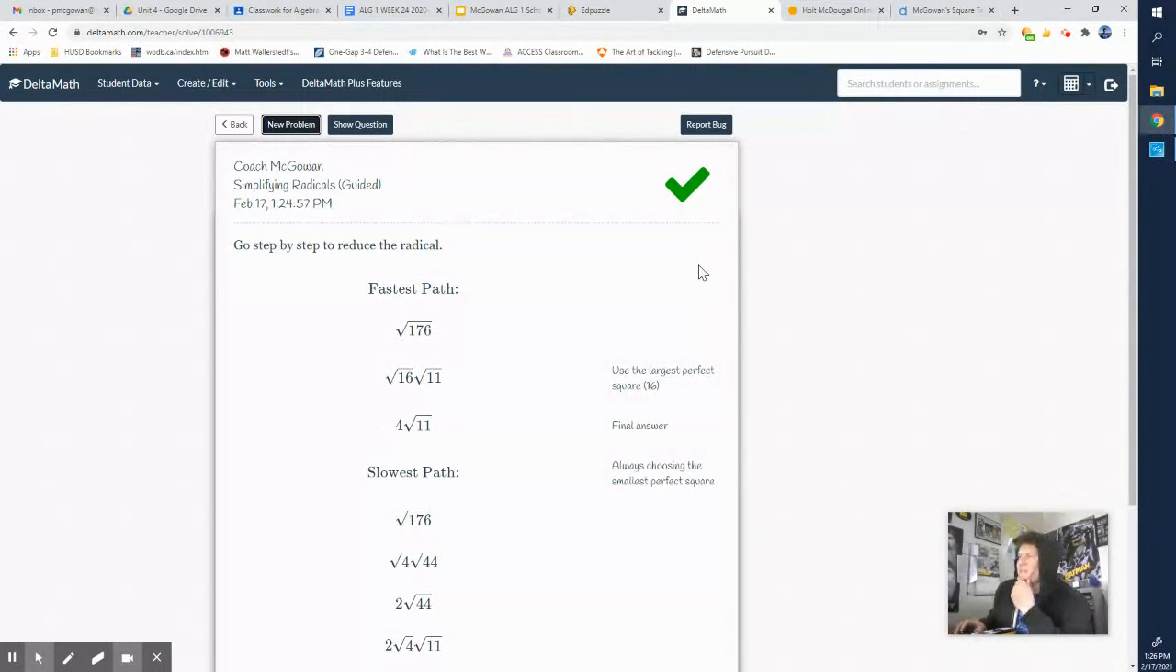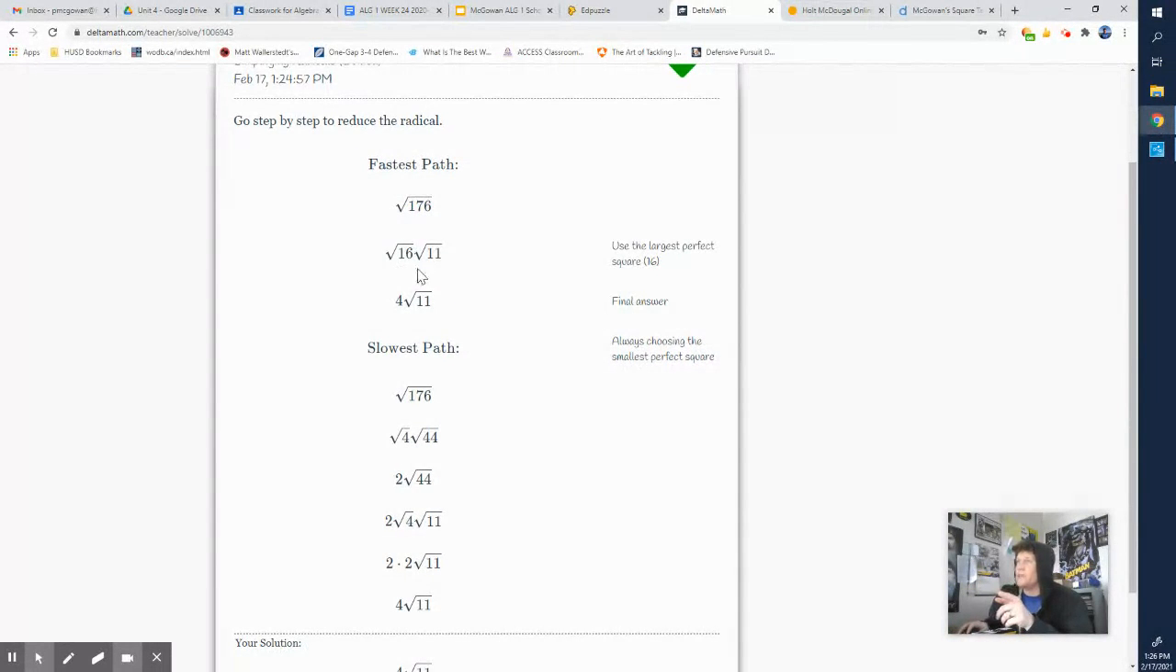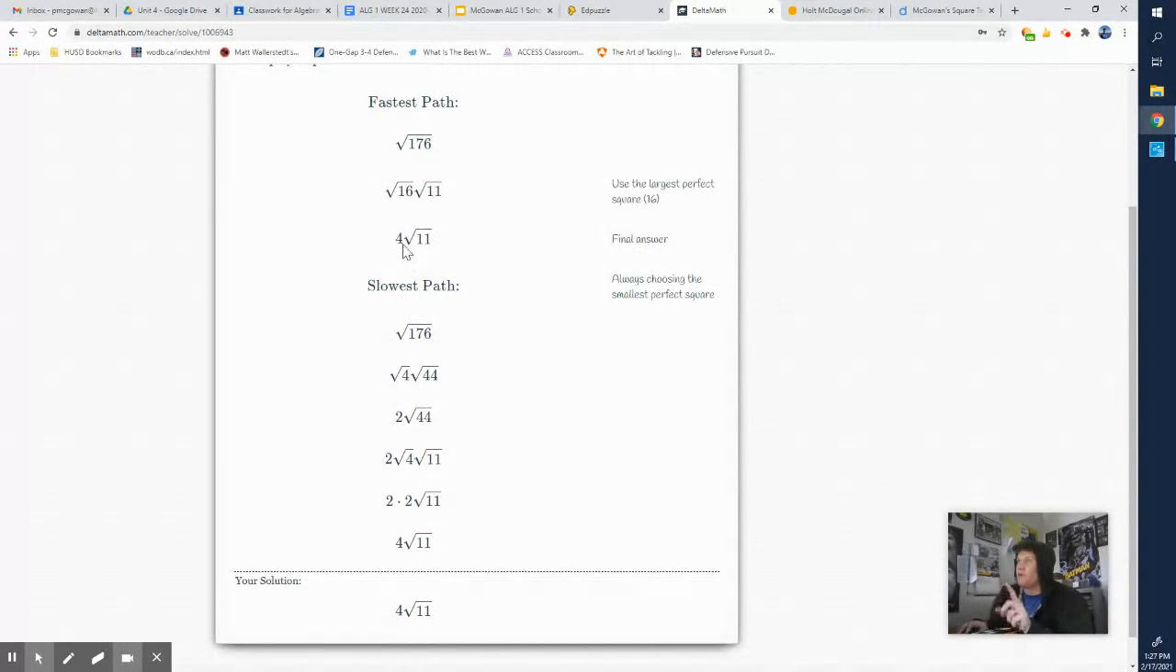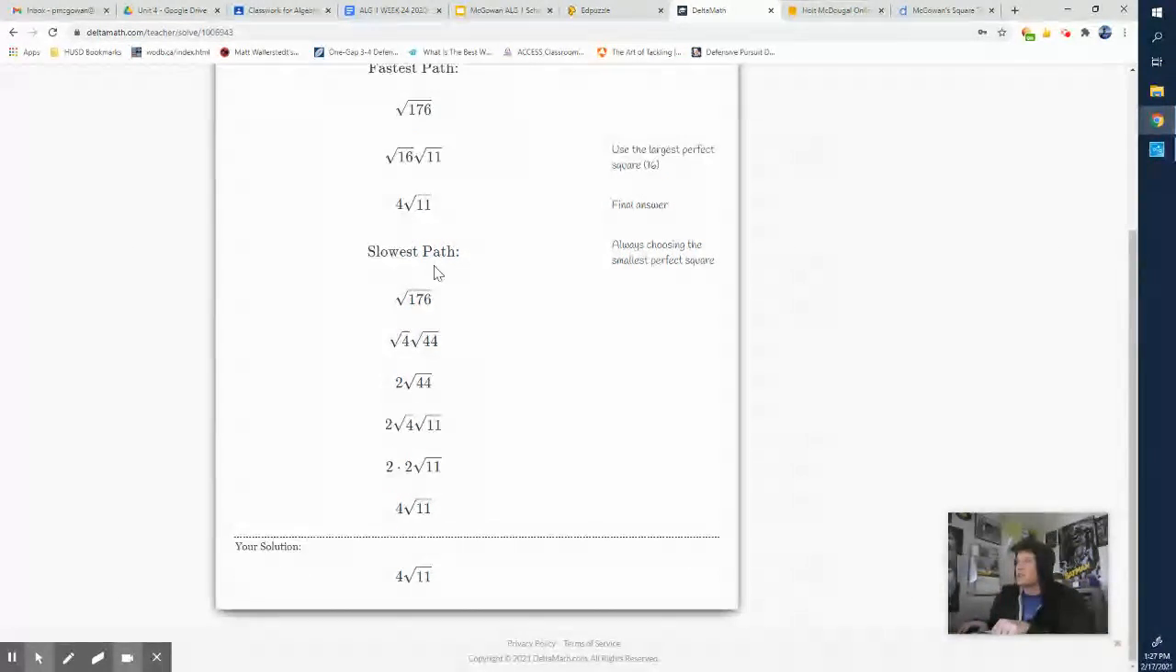Now take a look. This is what we were talking about earlier in the video, these pathways, right? We actually picked the fastest pathway because we found 16, which is the biggest perfect square that goes into 176. And we were able to reduce it by taking the square root of 16. The slowest path would have been starting with that 4, then taking the square root of 4 out. 44, we could break down a little more. 4 times 11. Okay, that takes another square root of 4 out, which is 2 times 2. And we end up with the same answer, 4 times the square root of 11.